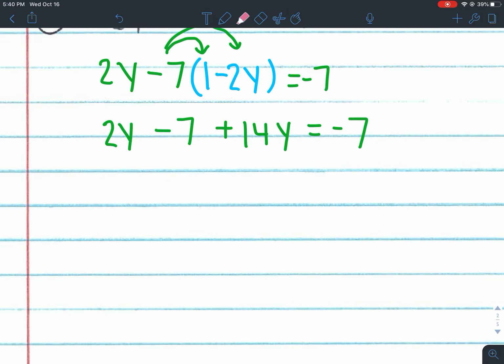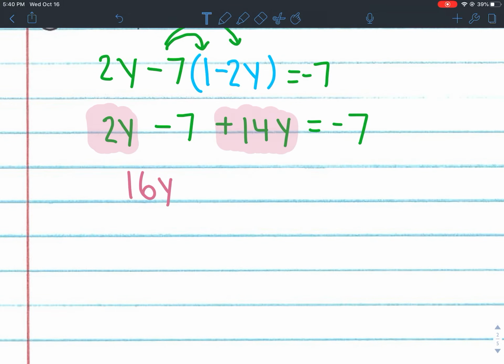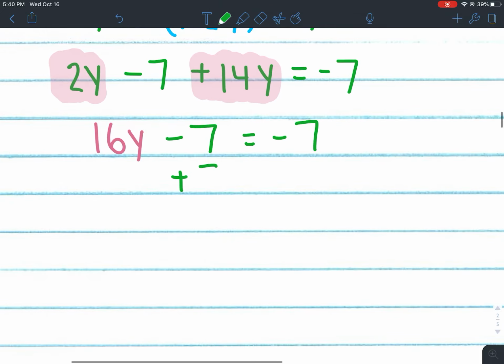And then you always want to look for like terms because, again, you only have one variable, and you want to combine that one variable into just one term. So you have 2y plus 14y, which is going to give me 16y minus 7 equals negative 7. Okay? And then I still want y by itself, so I'm going to add 7 to both sides.